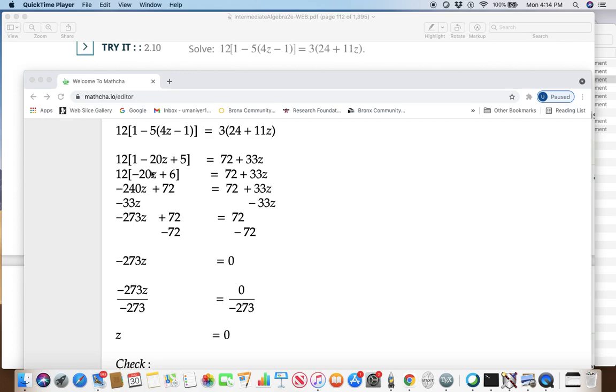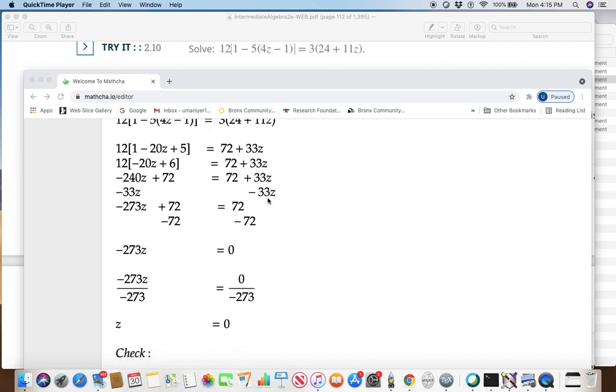Positive 6, negative 20z here and 12 outside. Distribute the 12, negative 240z plus 72 equals 72 plus 33z. So subtract the 33z from both sides. That gets me negative 273z plus 72 equals 72. Subtract the 72 from both sides. They cancel to give me 0. They cancel to give me nothing.